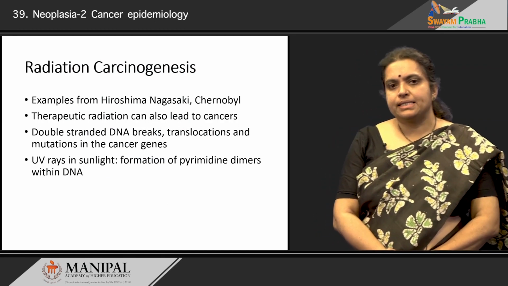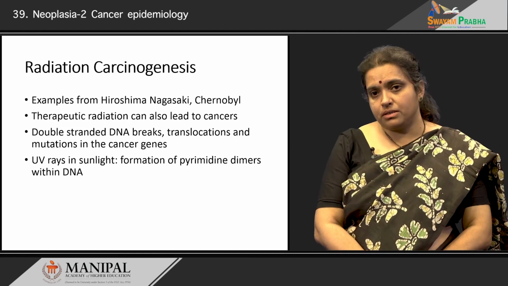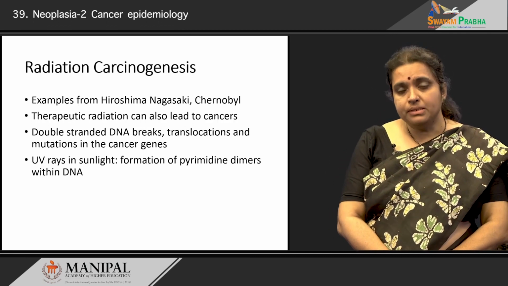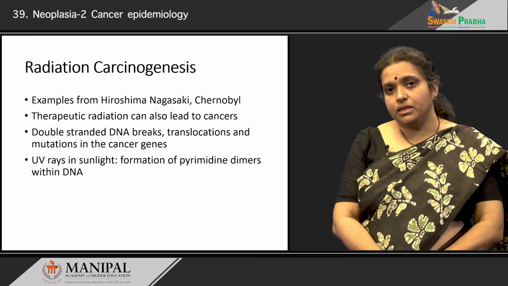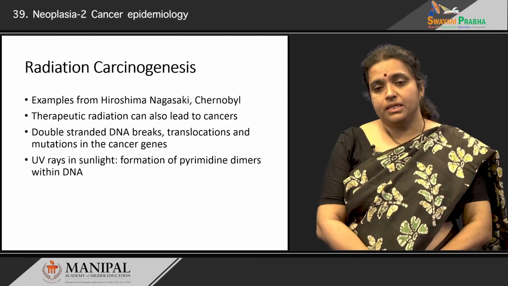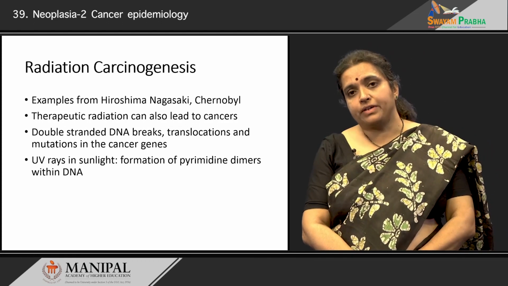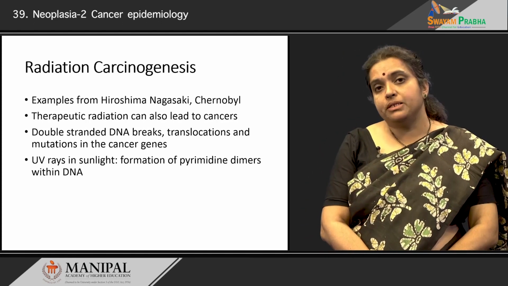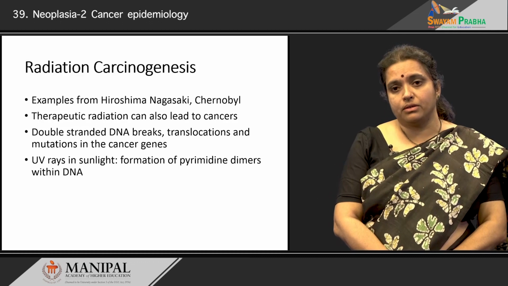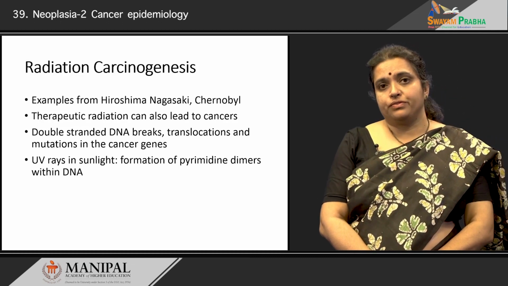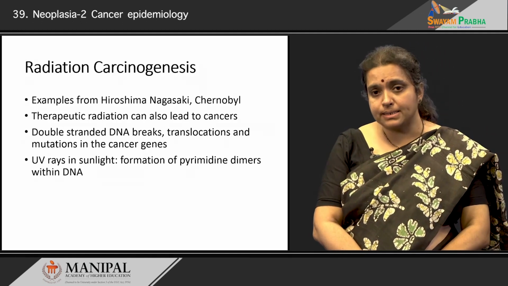Now, the next is radiation carcinogenesis. Radiation, as we know, is a very potent carcinogenic agent, and we have examples from nuclear bombs, such as the Hiroshima Nagasaki incident, where the survivors developed a whole lot of cancers, and they still do because of the permanent genetic damages that they have suffered due to the radiation, especially those of thyroid and other organs. And also the survivors of the Chernobyl incident in Russia are prone to develop a lot of cancers.